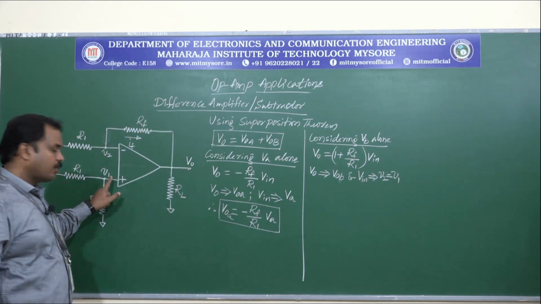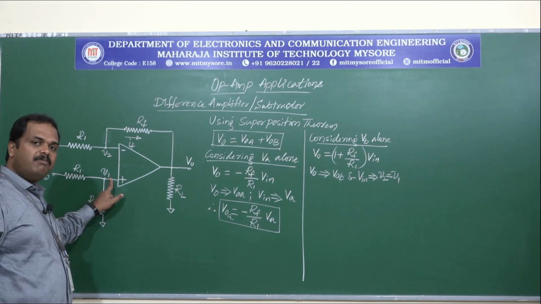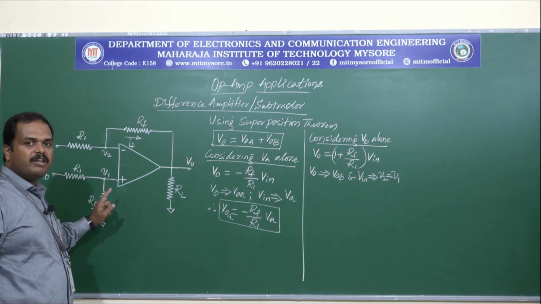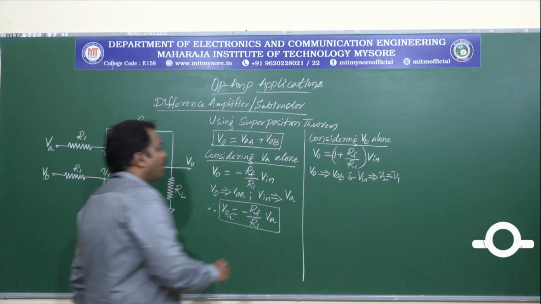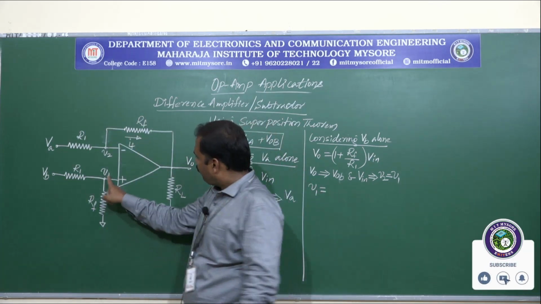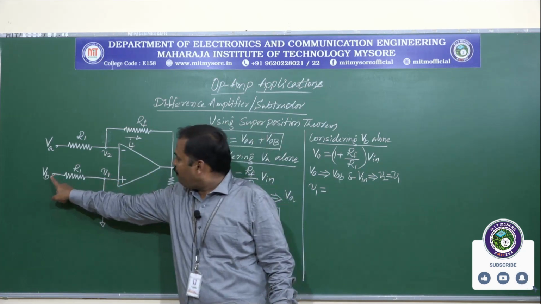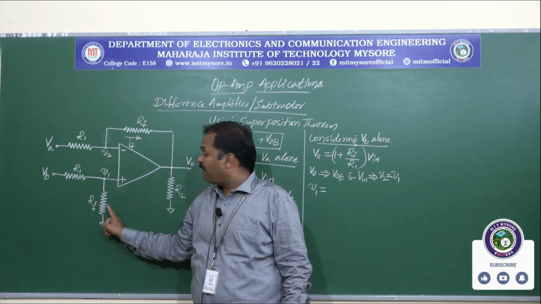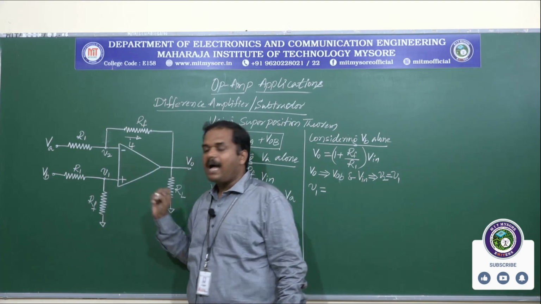Now, looking at the circuit, V1 can be determined by using the voltage divider rule. So, V1 is equal to VB into RF divided by R1 plus RF.